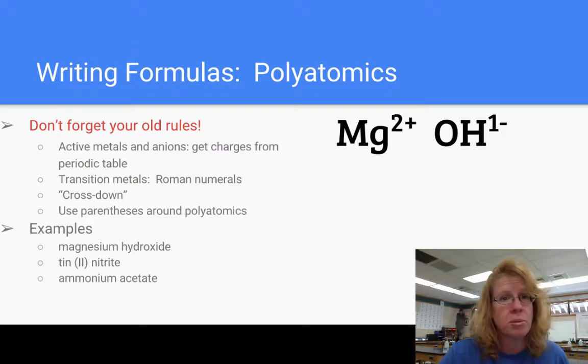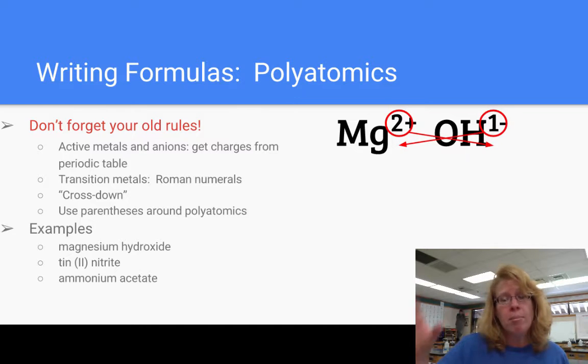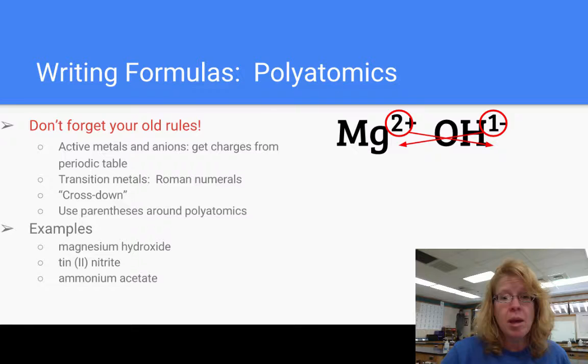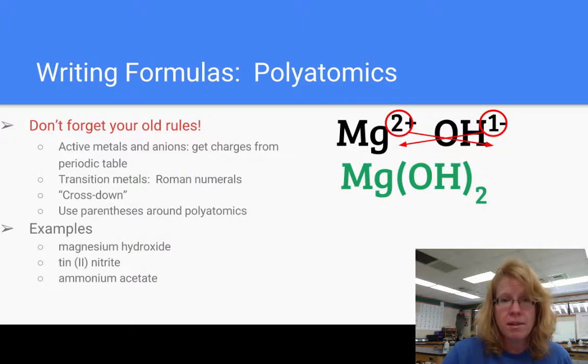Second thing I'm going to do is do my crossing down. So my 1 goes down by the magnesium, and my 2 goes down by the hydroxide. But here's the trick, because it's hydroxide, I now need to use parentheses around the hydroxide to put that subscript out there. This is what it looks like when you're done. If you don't put the parentheses in there, it's going to be marked incorrect.